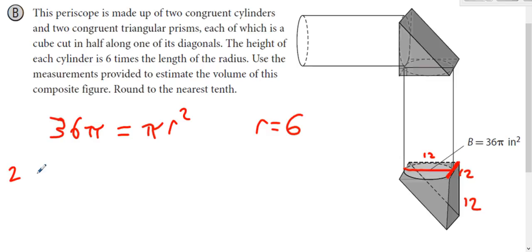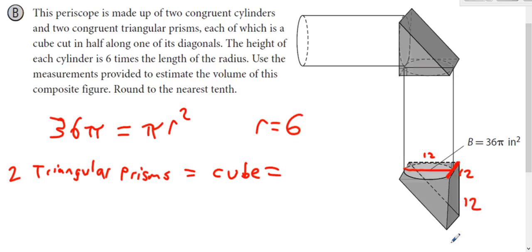So the two triangular prisms, which together make a cube, have a volume of, think of it as a cube, 12 times 12 times 12. 1728.